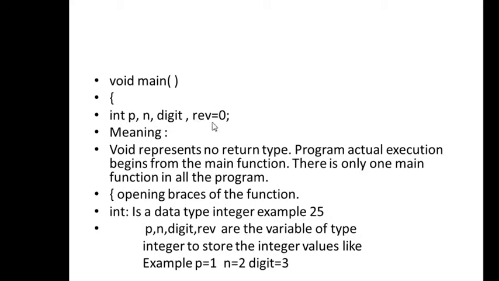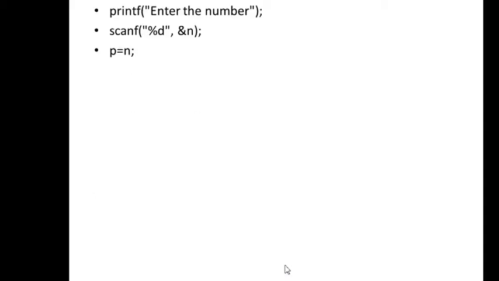p, n, digit, reverse are variables of type integer. They are variables of type integer to store integer values, like p is equal to 1, n is equal to 2 and digit is equal to 3. And p, n, digit are the variables; 1, 2, 3 are the integer values. Now, printf enter the number.